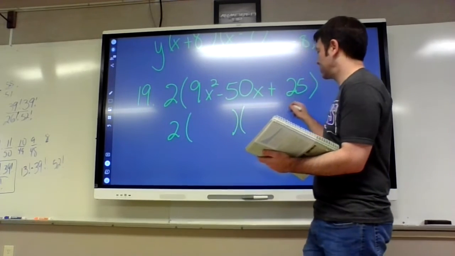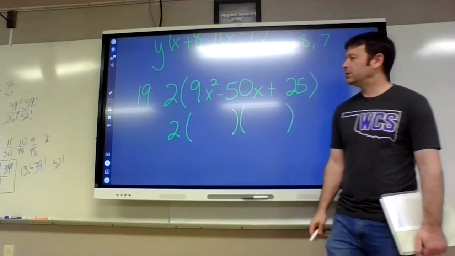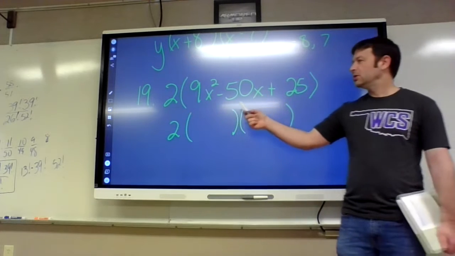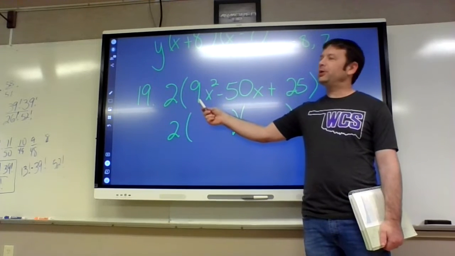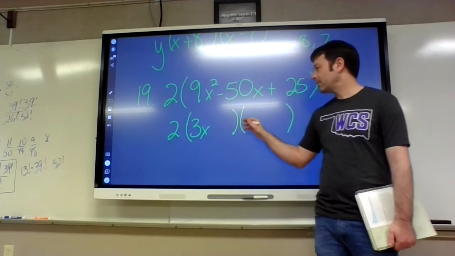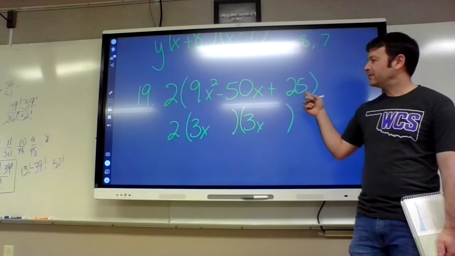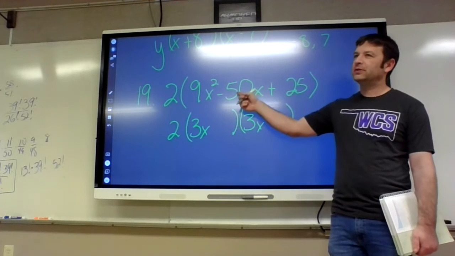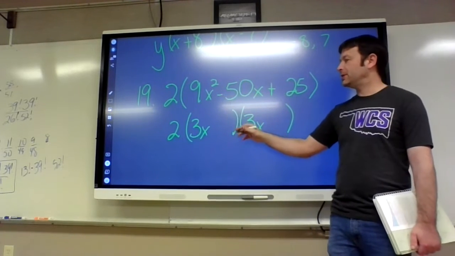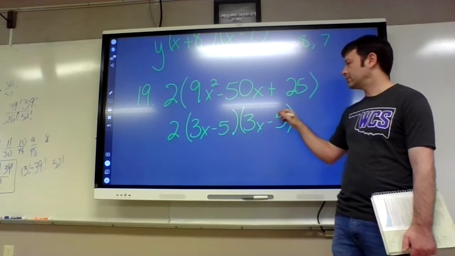This one might give us some trouble. What's going to go in the front of the parentheses? 3x and 3x probably. Okay, what goes in the back? 5 and 5. Or negative. When we FOIL, we need to add up to negative 50, so we're going to need the negatives. So let's try negative 5 and negative 5.